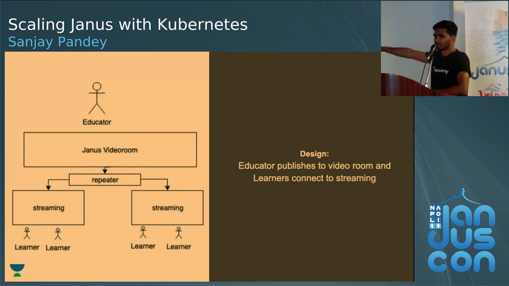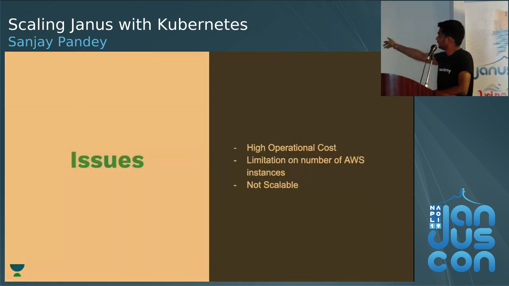But this design also had some issues. We had to spin up a lot of EC2 instances for a single class. As the number of users grows, we need to fork another EC2 instance, which will forward the traffic from the repeater to that instance. So this design also had some issues. We were again incurring a lot of operational costs, and AWS has a limitation on the number of instances we can spin up at the moment. And this was not scalable enough, not good enough to keep us going for the next year.